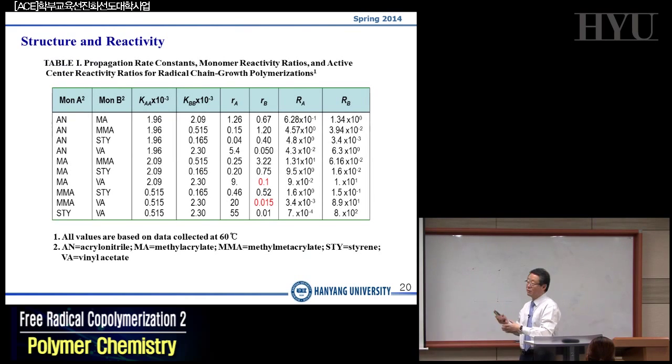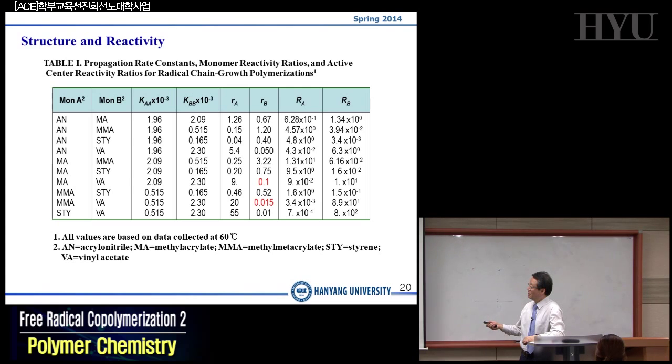Okay, we have a very complicated table here. Let me start. We have RA and RB, small RA and small RB, which were defined already in previous slides, where small RA and small RB are the monomer reactivity ratios of monomers A and B. Large RA and large RB are the active center reactivity ratios, or radical reactivity ratios, of A and B. Now we have another two columns, monomer A and monomer B.